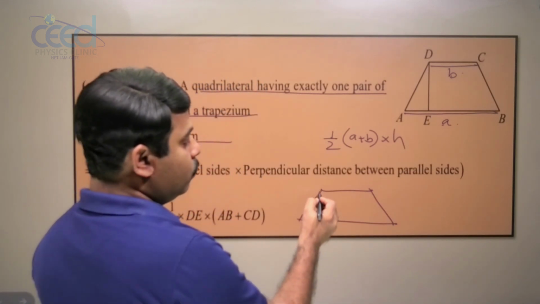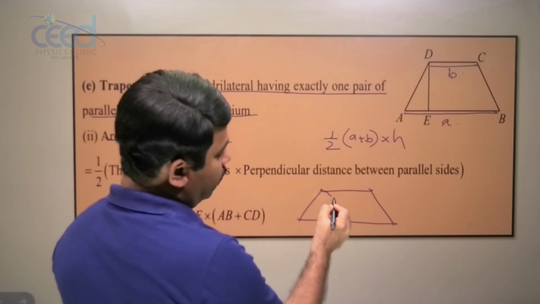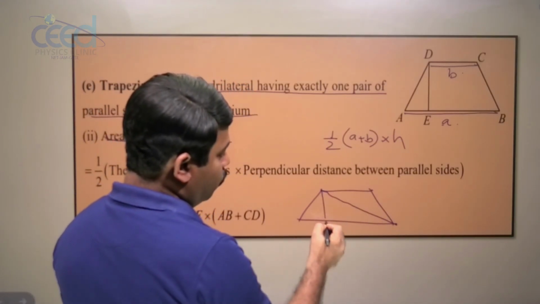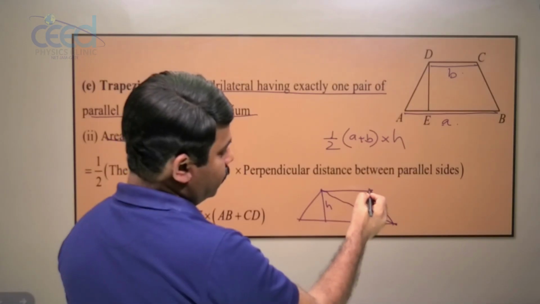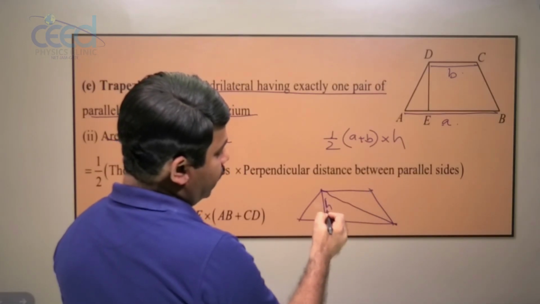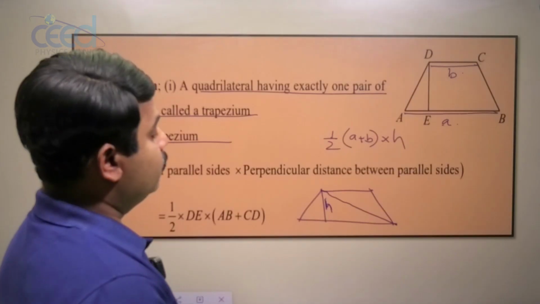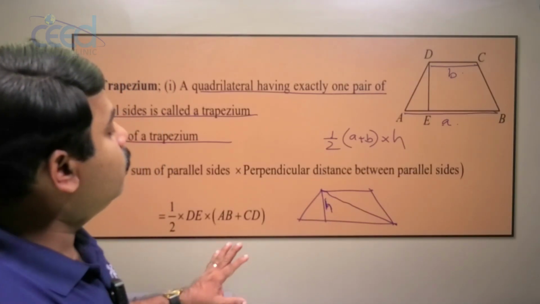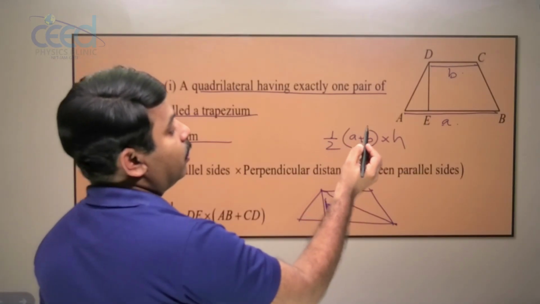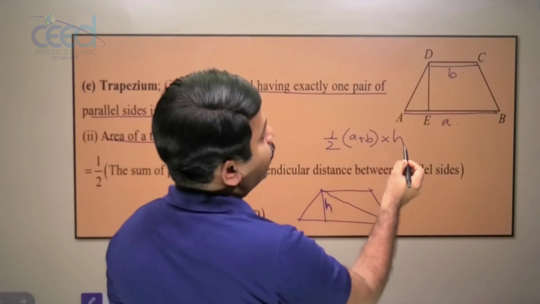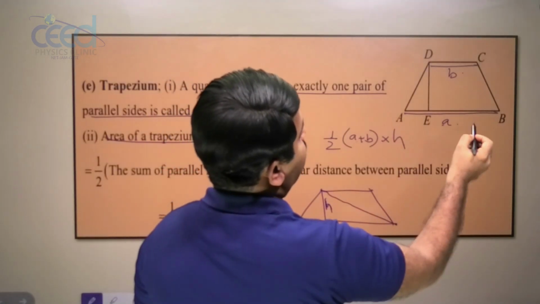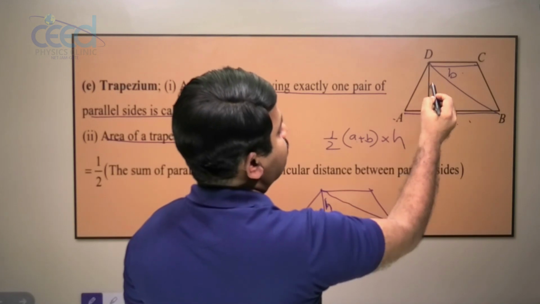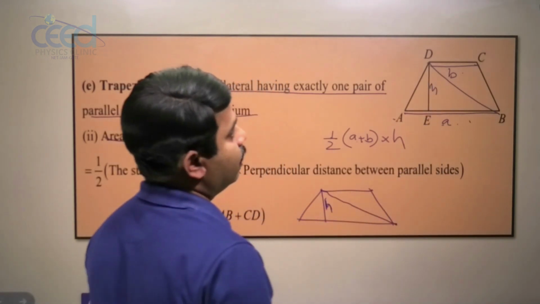Now suppose you divide this into two triangles. For both triangles the height is common. If you take this as the height here, so this height is common. Now you can write half into A into H, half into A into H, that is this triangle's area.